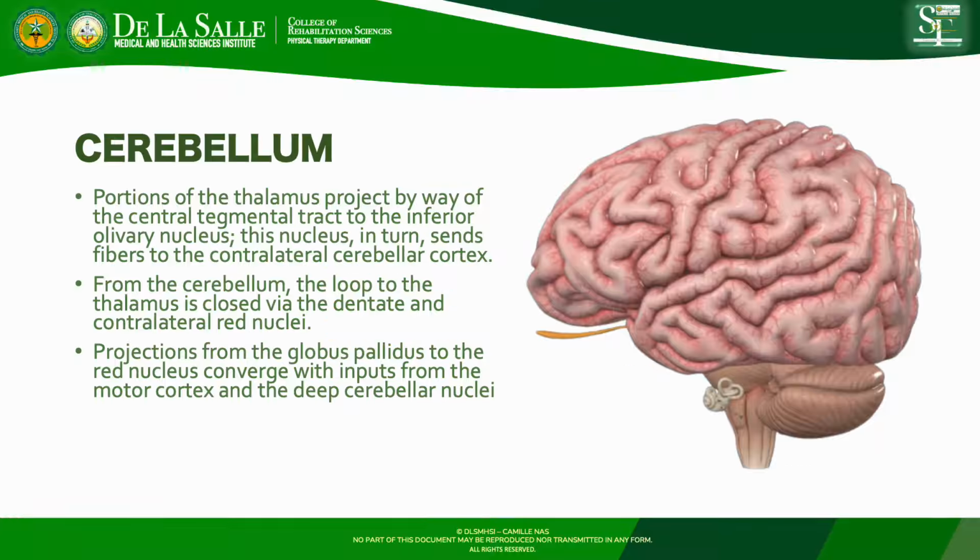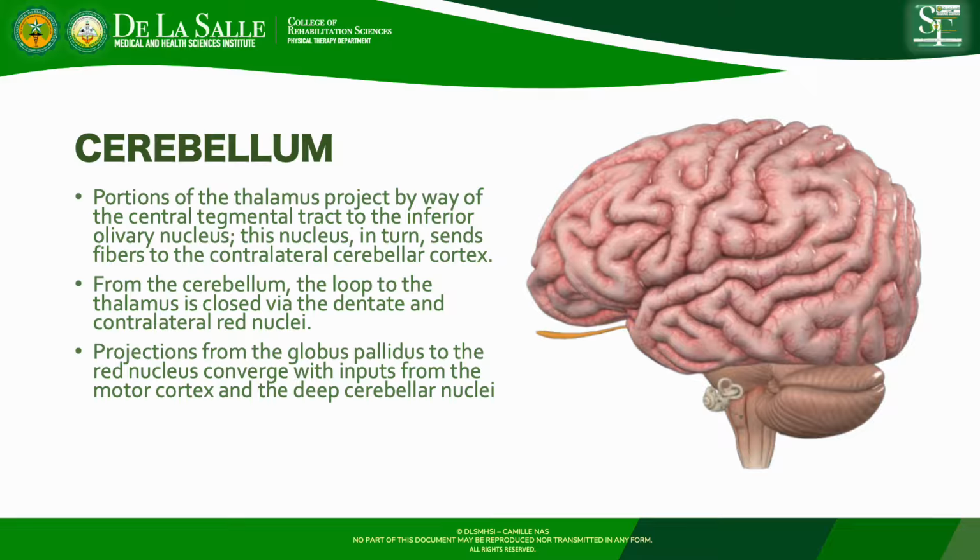Regarding the cerebellum, there are portions of the thalamus that project by way of the central tegmental tract to the inferior olivary nucleus. This nucleus in turn sends fibers to the contralateral lateral cerebellar cortex. If you look at the olivary nucleus anatomically, it's very close to the cerebellum, and that's why they share a connection. This is how the thalamus is able to communicate with the cerebellum. Again, it's through the olivary, specifically the inferior olivary nucleus, that it can communicate with the cerebellum. From the cerebellum, the loop to the thalamus is closed by the dentate and the contralateral red nucleus.